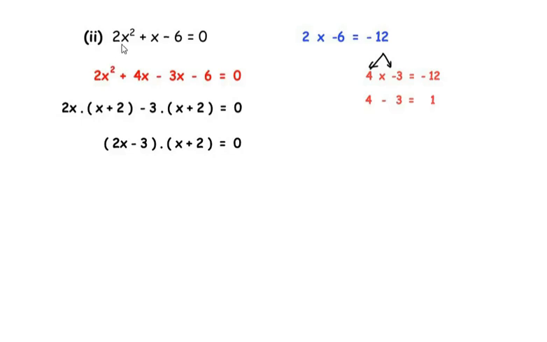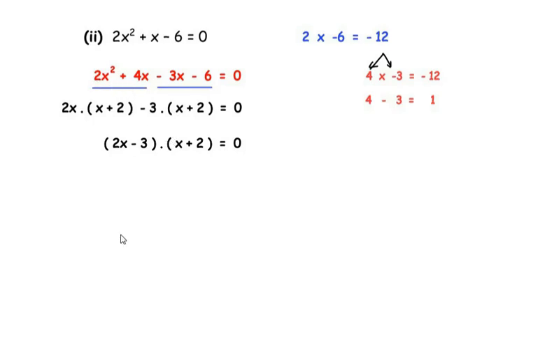So here we have written 2x square. Now positive 1x gets split up as positive 4x and negative 3x minus 6 equal to 0. Now we are going to group the terms, that is we are going to group the first 2 terms and we are going to group the last 2 terms.